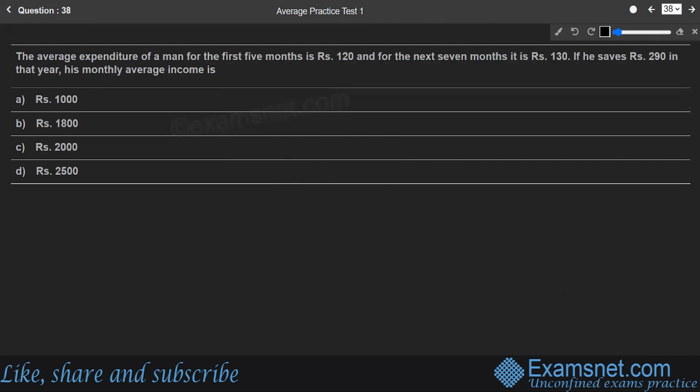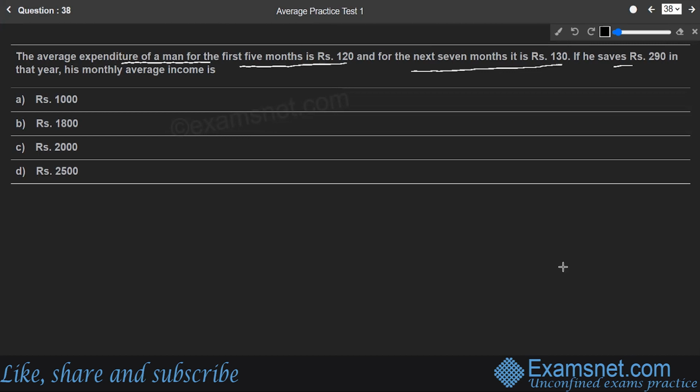Now, the average expenditure of a man for the first 5 months is 120, and for the next 7 months it is rupees 130. If he saves rupees 290 in that year, his monthly average income is? This is what we are supposed to calculate. Okay, so let us find out the average expenditure.